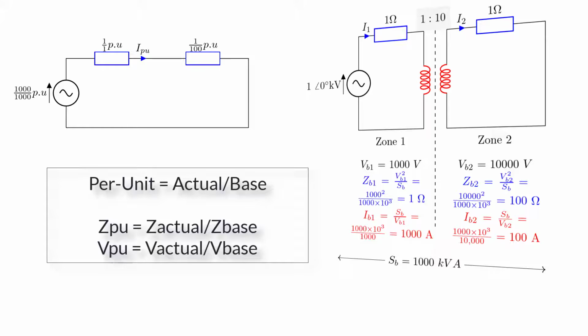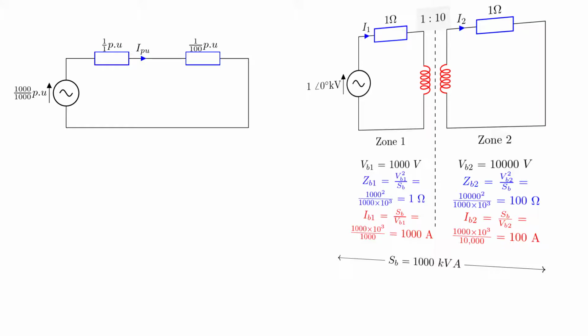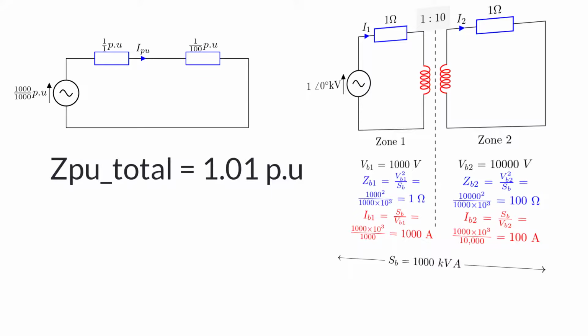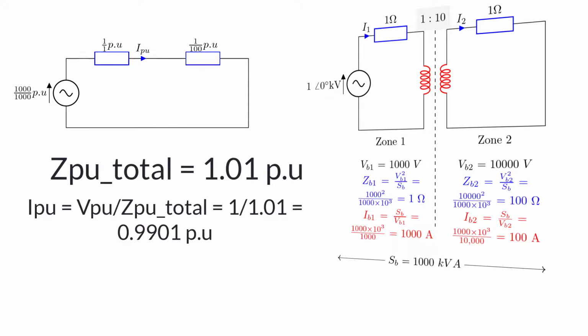So now we have a total per unit impedance of 1.01 per unit and a source of 1 per unit. So now we can just use basic Ohm's law, 1 divided by 1.01, to give us a per unit current of 0.9901. Now, to convert back to actual current, we need to multiply by the conversion factor for current in each zone, so the base current.